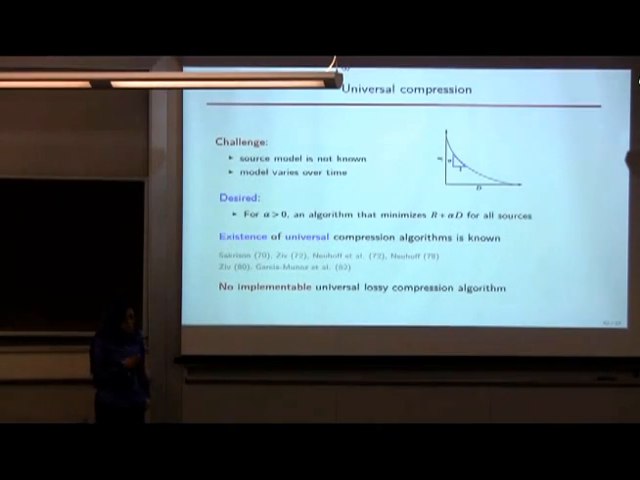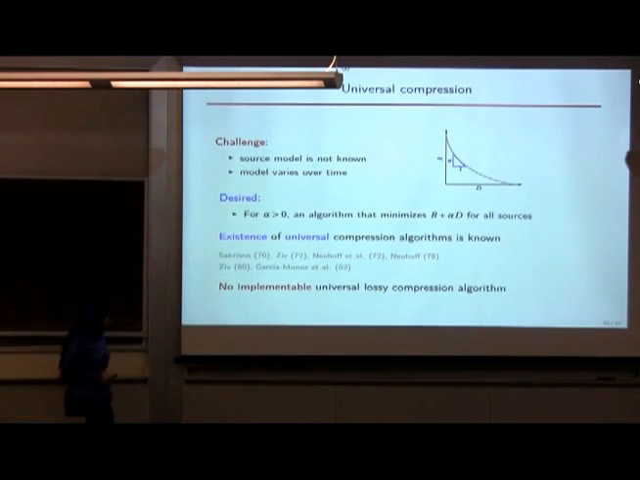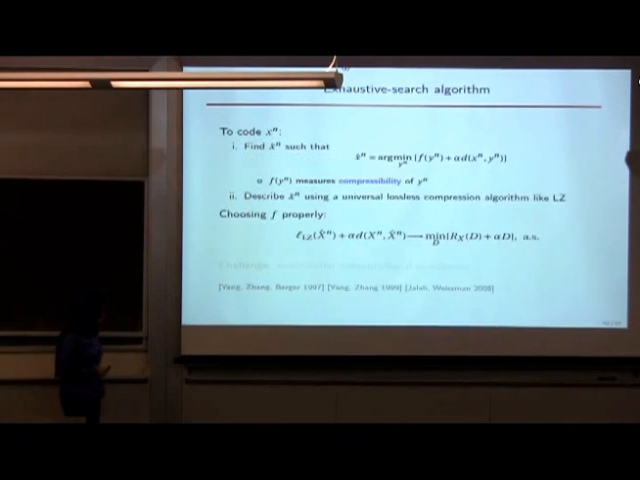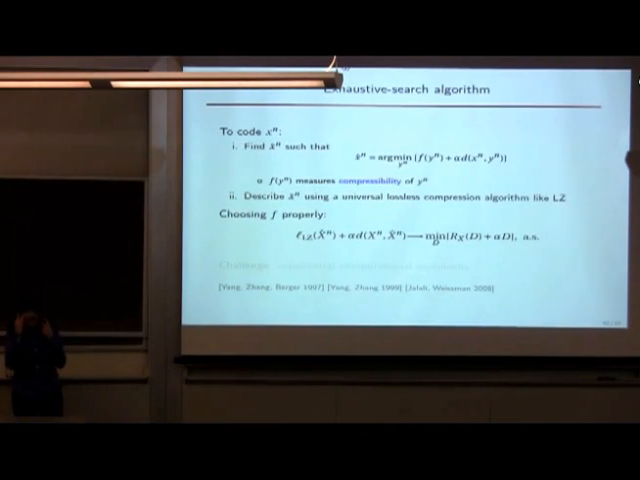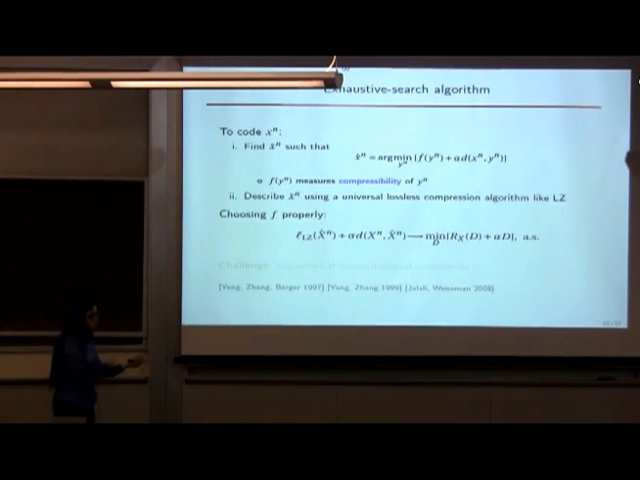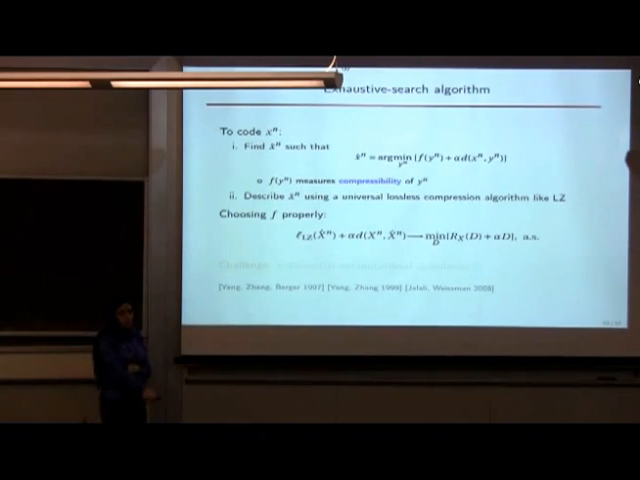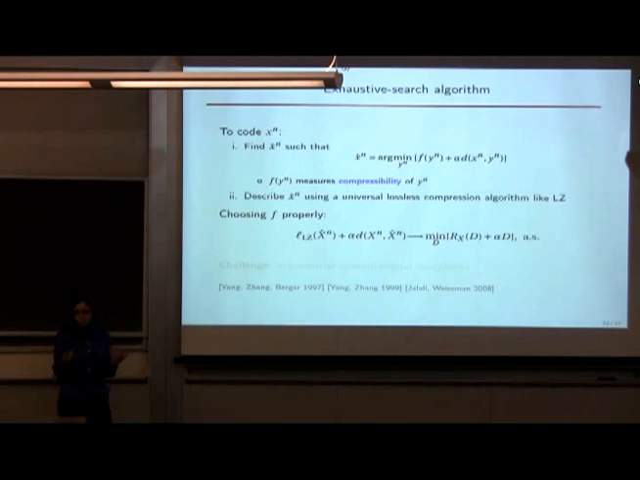So existence of such schemes is already known. We know such schemes exist, but for the case of lossy compression, there was no implementable universal lossy algorithm. So as I said, we know such schemes exist, and there are various algorithms with huge computational complexity that can achieve this. One of them looks like this.